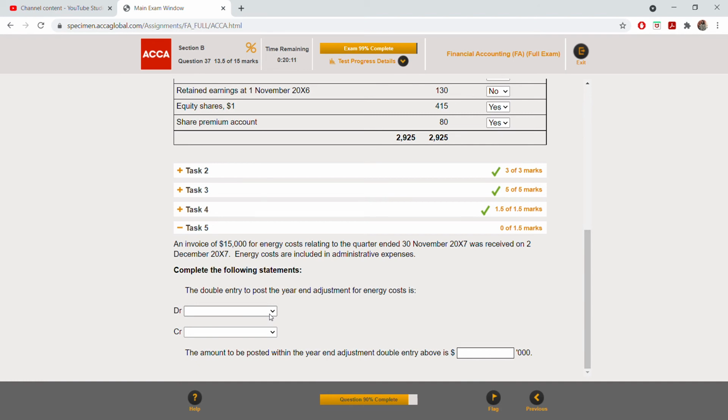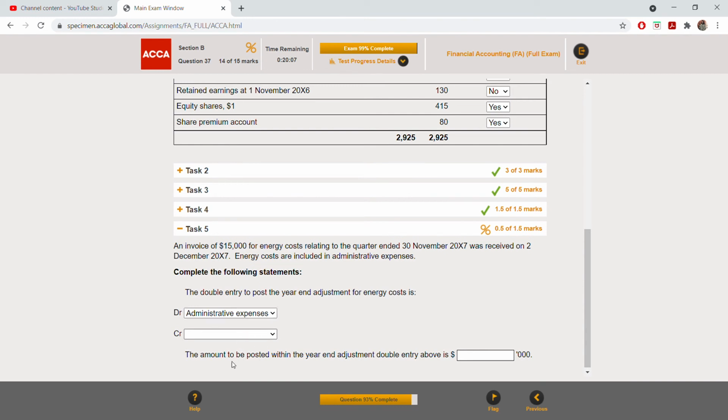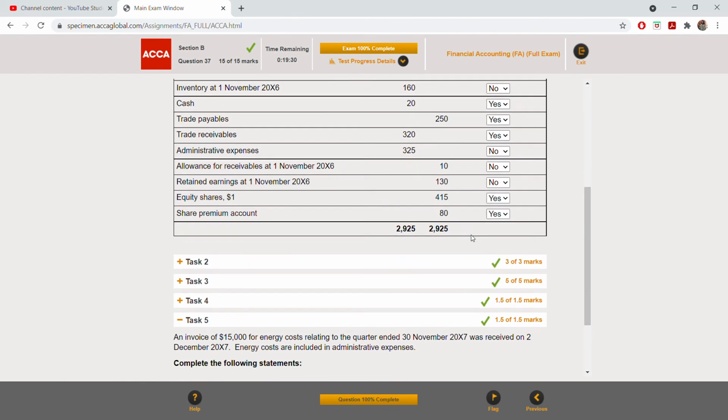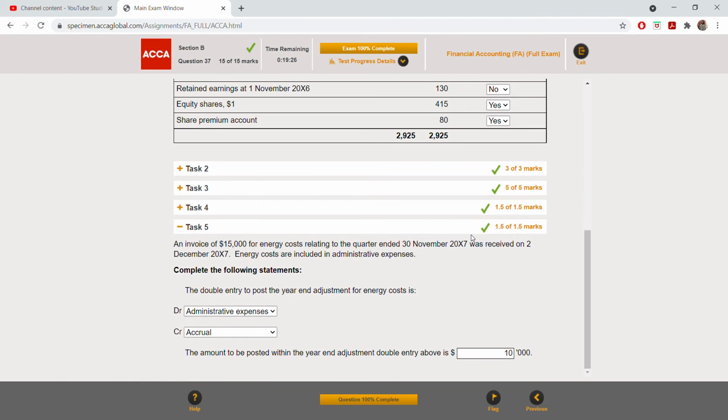So you debit the administrative expenses and you credit accrual. The amount to be posted with the year-end adjustment for the double entry amount is how much? It is 10,000. How 10,000? 15,000 is for the energy cost, and you are taking 2/3. Why 2/3? You have to understand it. This is you are taking for the quarter.